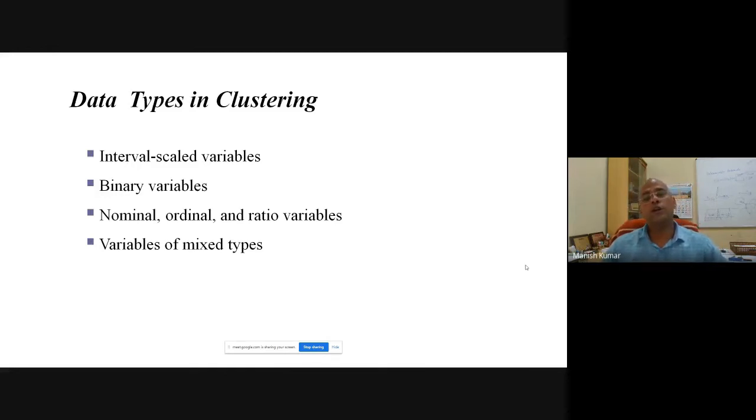Then we have nominal, ordinal, and ratio variables, where we are having data which has exponential distributions.